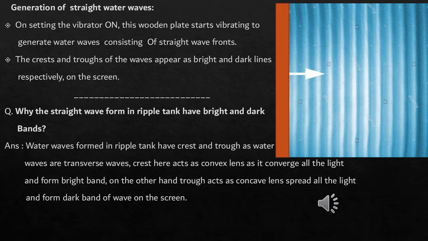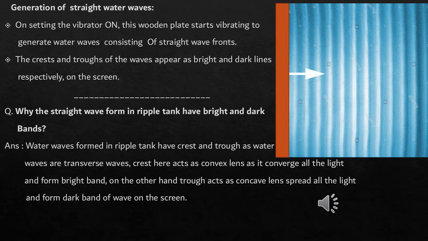Generation of straight water waves in the ripple tank. On setting the vibrator on, this wooden plate starts vibrating to generate water waves consisting of straight wave fronts. The crests and troughs of the waves appear as bright and dark lines respectively on the screen.